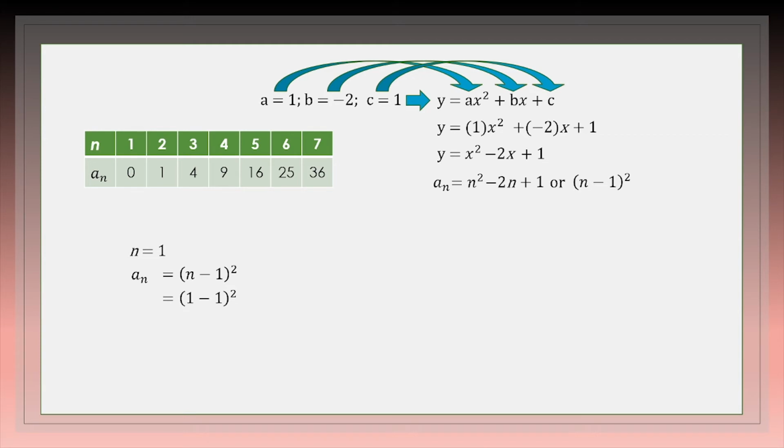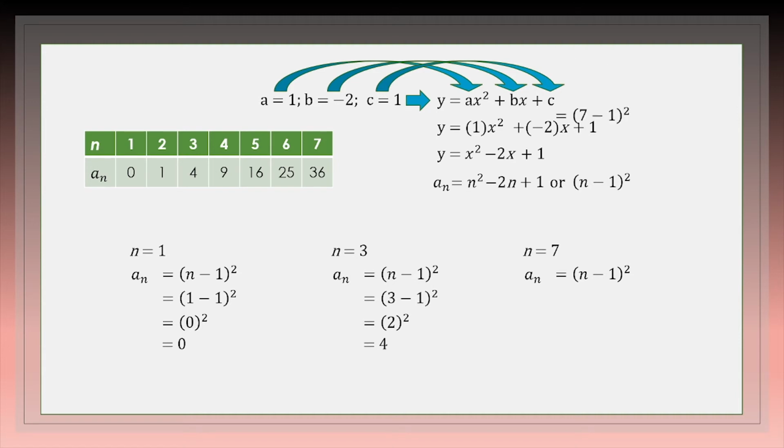1 minus 1 is 0 squared. So, 1 minus 1 is 0. Then, 0 squared is 0. So, yan ito yung a sub 1. Then, diretso naman tayo sa n is 3. So, a sub 3 tayo, di ba? So, substitute ulit natin sa ating equation. The value of n is 3 minus 1 is 2. Squared natin is 4. Then, dito naman tayo sa n is equals to 7. A sub n is equals to n minus 1 quantity squared. Then, the value of n is 7 minus 1. 6 squared is 36. So, tama yung ating answer.